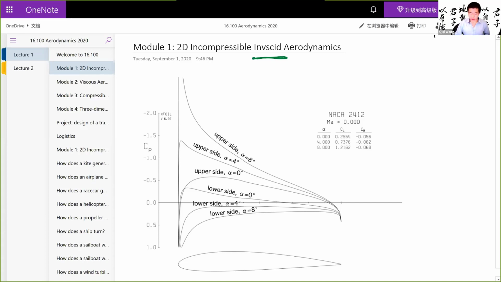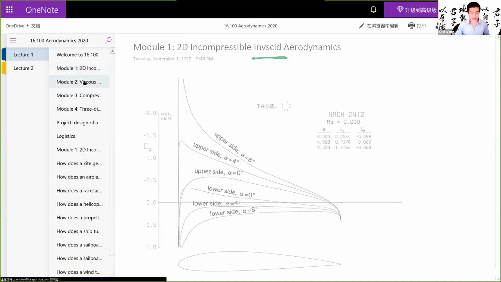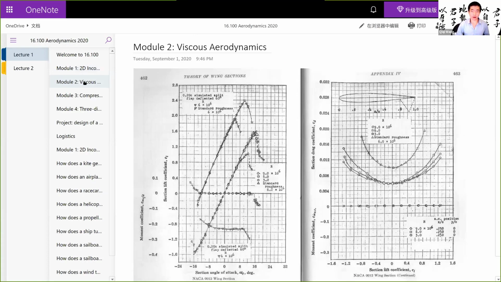And then starting from module 2, we are going to slowly relax our assumptions, right? So first of all, we are going to relax the assumptions about viscosity. The assumption of a fluid that is not viscous is actually not true, right? We all know that's not true. Every fluid, I mean, has viscosity.